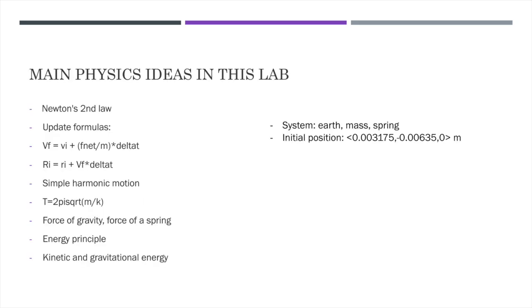So a couple of important physics ideas and things that we need to keep in mind before we jump into the lab. First is Newton's second law, which says that the net force equals change in momentum divided by change in time. And then we have our update formulas, so that's the velocity and position update formulas. Also, since this lab does have oscillations, we need to take into account simple harmonic motion, which is given by T equals 2 pi times the square root of m divided by k, m being the mass of the object that's being swung and k being the stiffness of the spring.